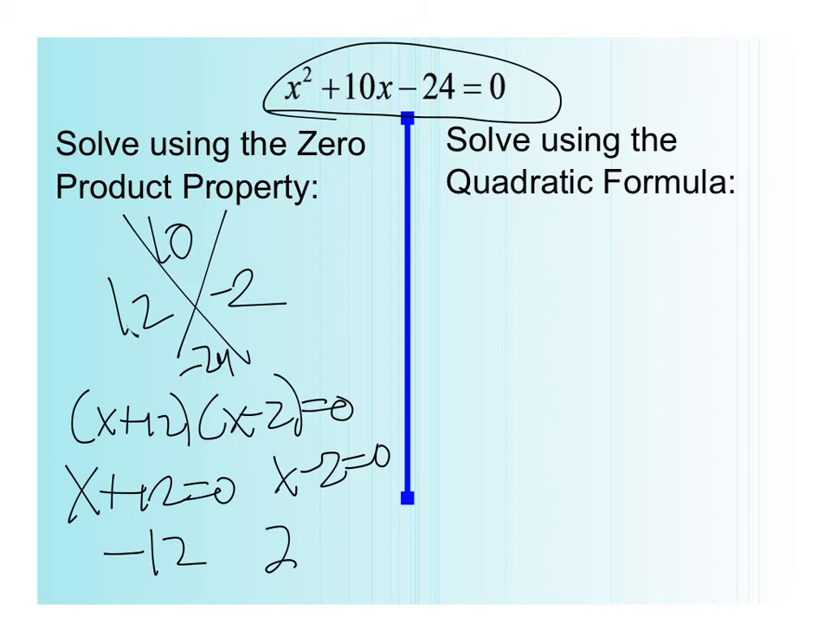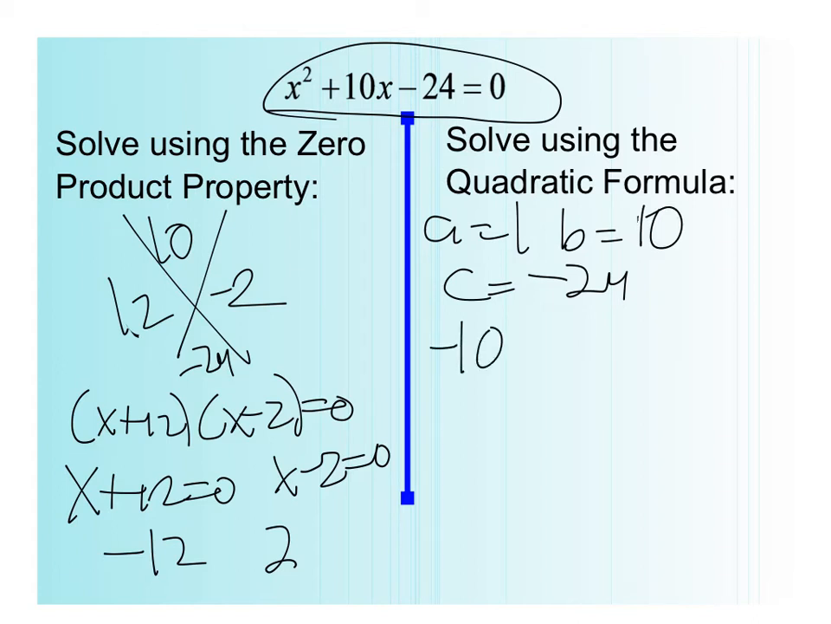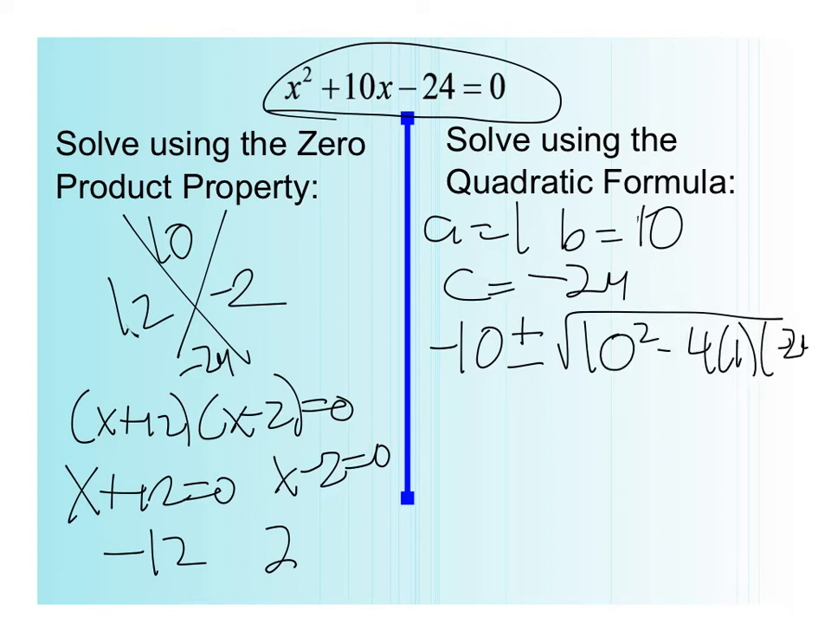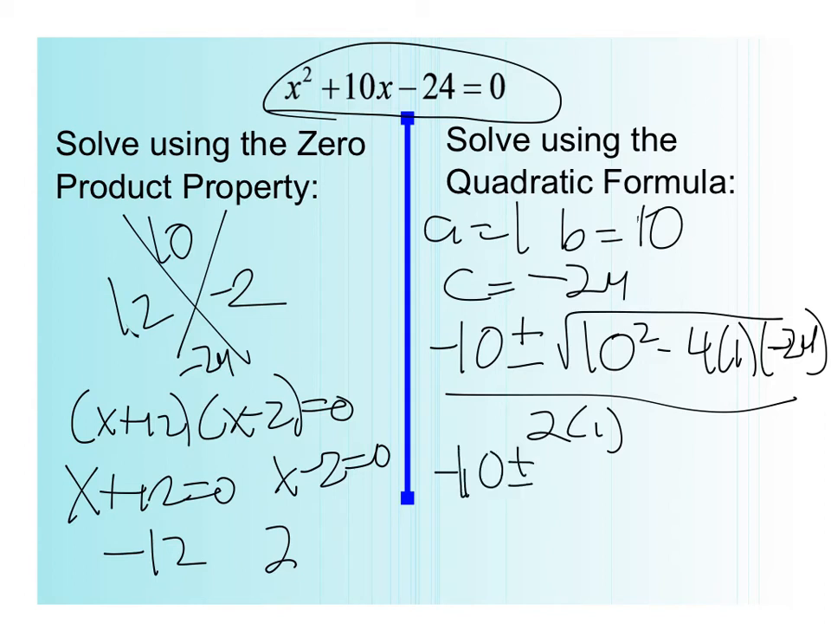Quadratic formula, same thing, except now a will be 1, b will be 10, c will be negative 24. Bring your signs with, all right? So negative b, negative 10, plus or minus square root 10 squared minus 4 times 1 times a negative 24. It's a negative 24, all over 2 times 1. So negative 10 stays, plus or minus.